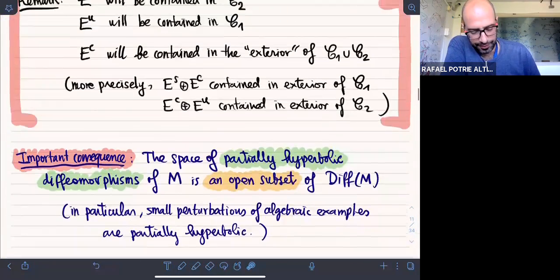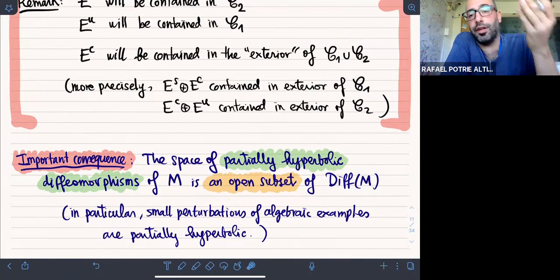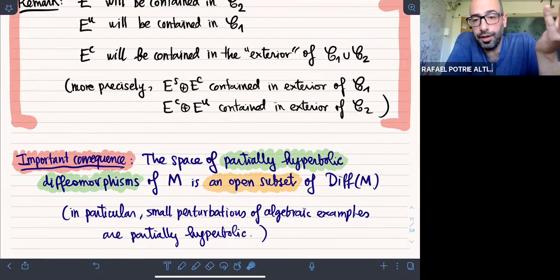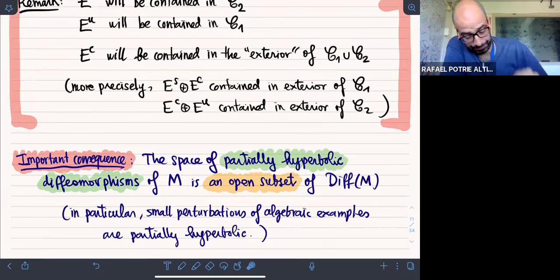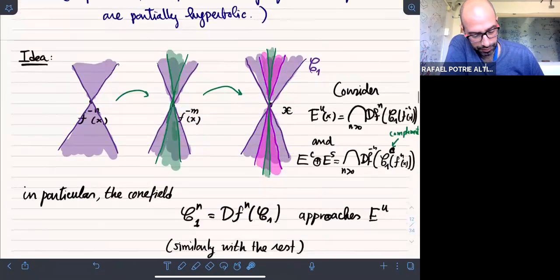Okay, as I said, this criteria has the consequence that the space of partially hyperbolic diffeomorphisms on a manifold is an open subset. And in particular, small perturbations of algebraic examples that we discussed last time will be partially hyperbolic. So let me explain the idea of the proof.